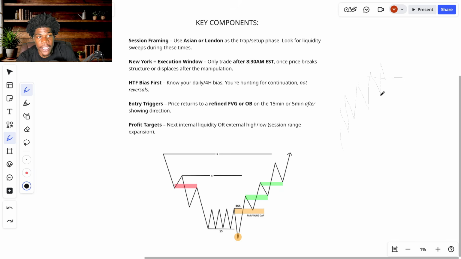I'm not looking for price to reach a 4-hour high to then reverse higher and come clear old lows, or reach a low to then reverse higher, right? All I'm looking for is for price to pull back and then rally higher to continue the trend. That's why this strategy is so powerful. For our entry triggers, price returns to a refined fair value gap or an order block on the 15 minute time frame or the 5 minute after showing the direction.